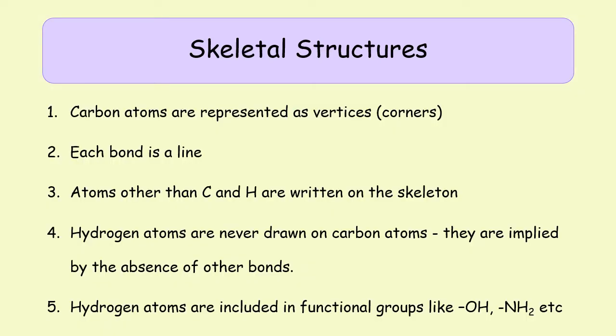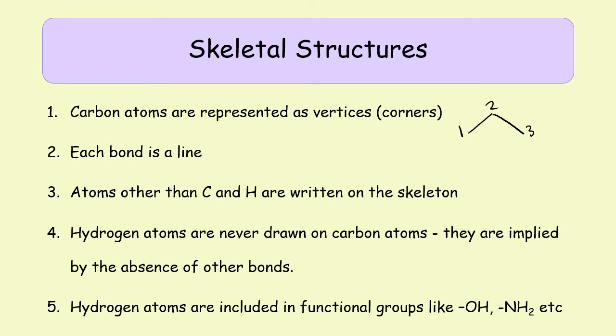So the first thing you need to know is that carbon atoms are represented as vertices or corners. So essentially, if we want to draw a carbon atom bonded to another carbon atom, all we need to do is draw a line. Each end is a carbon atom. If we make the chain longer, then it's one line, then another line. That would be carbon 1, 2, 3. So the lines are the bonds and the ends or the corners are the carbons.